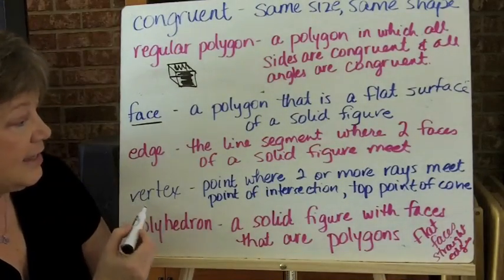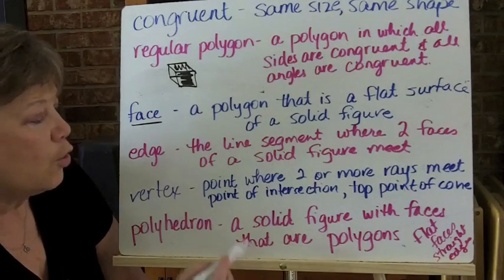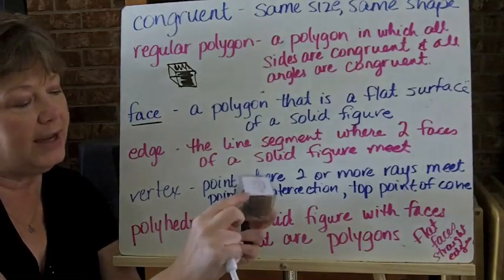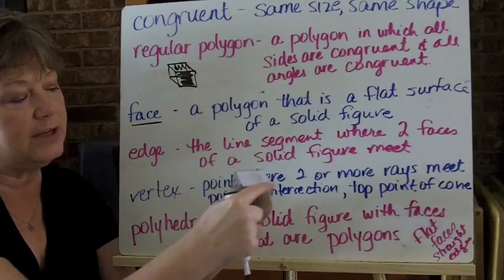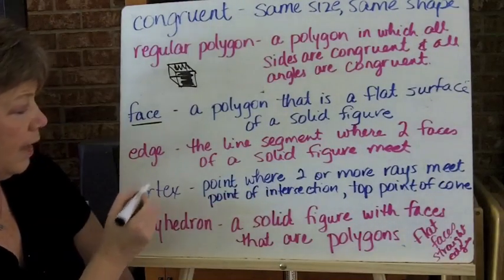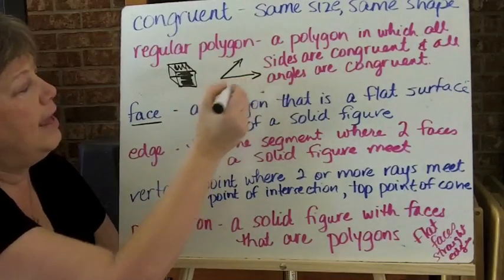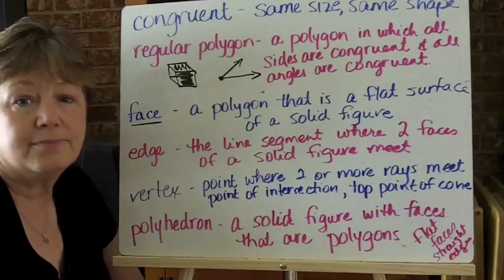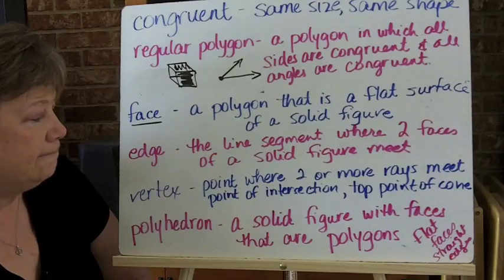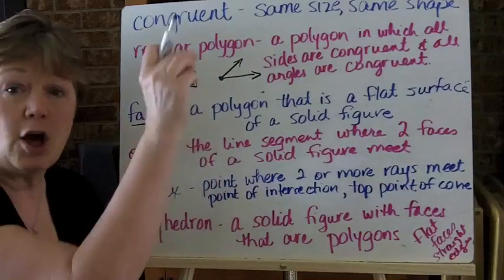The vertex is the point where two or more rays meet, or it's the point of intersection, like on this face right here at the very tip corner. These are intersecting lines. That would be a vertex. I'll draw you a picture there again. Here is our angle. That's the vertex. Right where the points meet, or the intersection, or the very tip of the cone is a vertex.